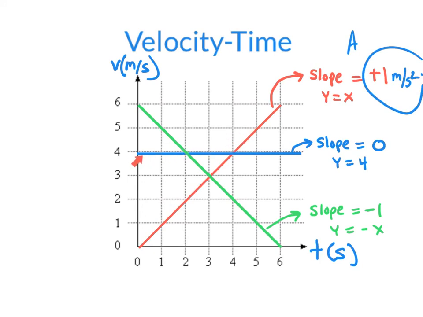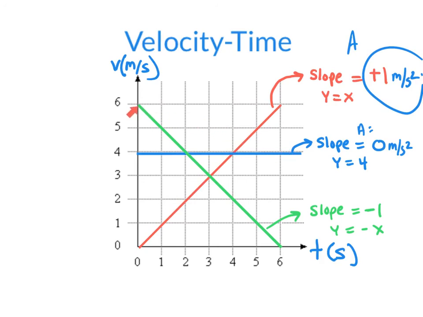In this particular line, this is showing us that my acceleration is 0. There is no acceleration. So what does that mean? That means that the object is moving at the same speed, 4 meters per second, every second. At 1 second, its speed is 4 meters per second. At 2 seconds, it's 4 meters per second. At 3, 4, 5, 6, it's all 4 meters per second.